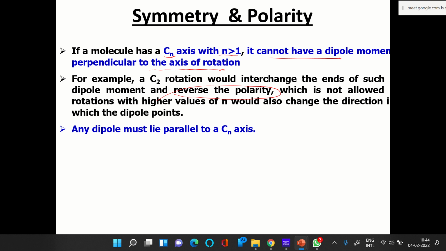So the conclusion is that any dipole that may be present will lie only along the Cn axis. Only along this principal axis can you have a dipole.